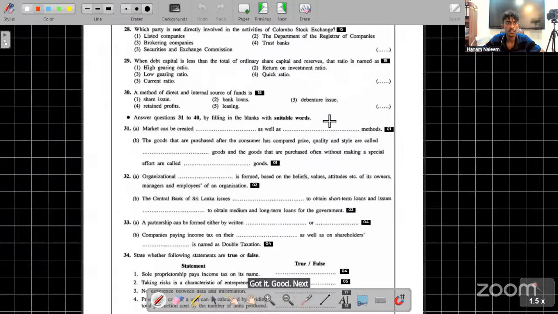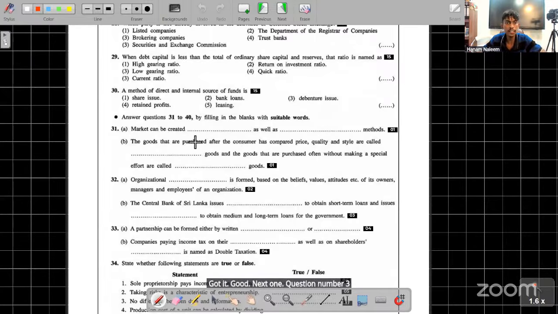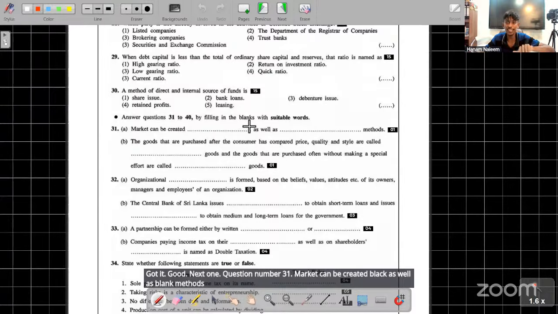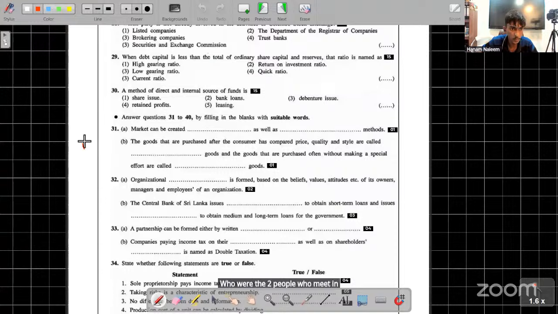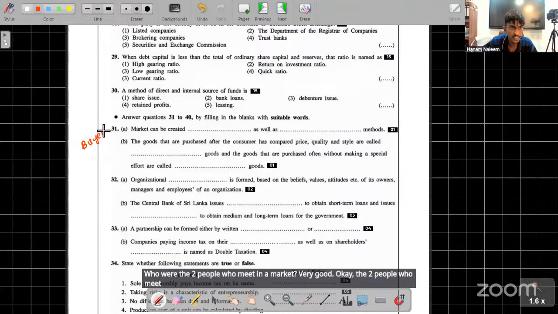Next one. Question number 31. Market can be created by blank as well as blank methods. What are the two methods we can create a market? A market is where two people meet. Who are the two people who meet in a market? Very good. The two people who meet in a market are buyers and sellers.